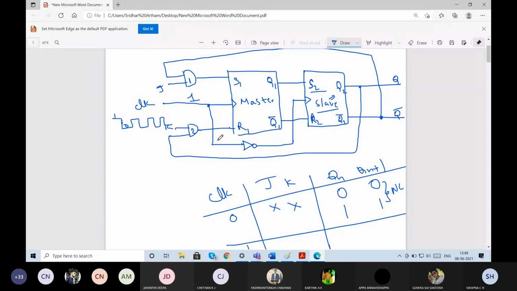So the same thing we'll see here also. If the clock is 1, the input to the master will be 1. Let me consider first that my clock is 1, so the input to the master is 1.